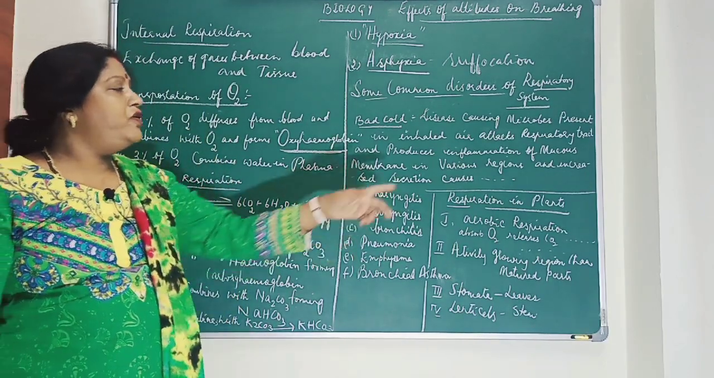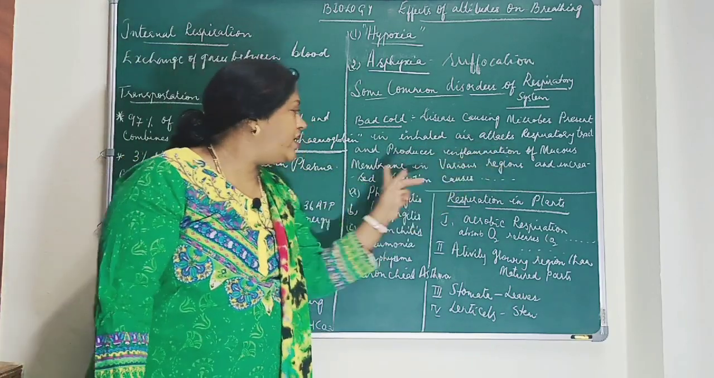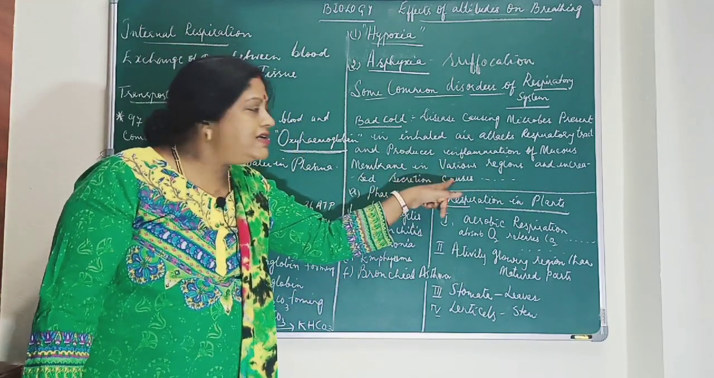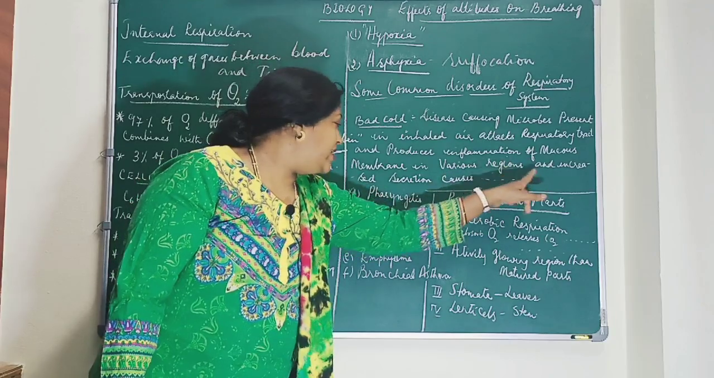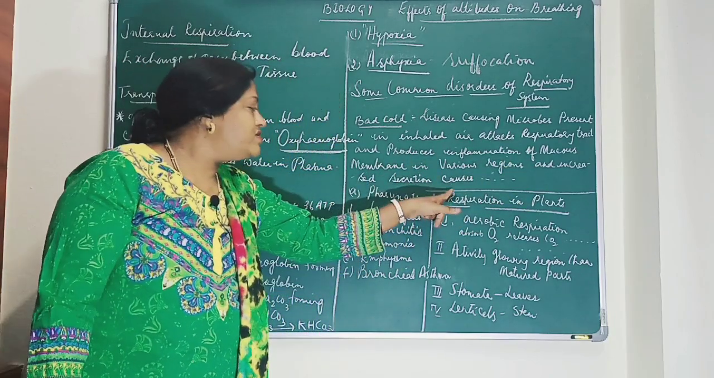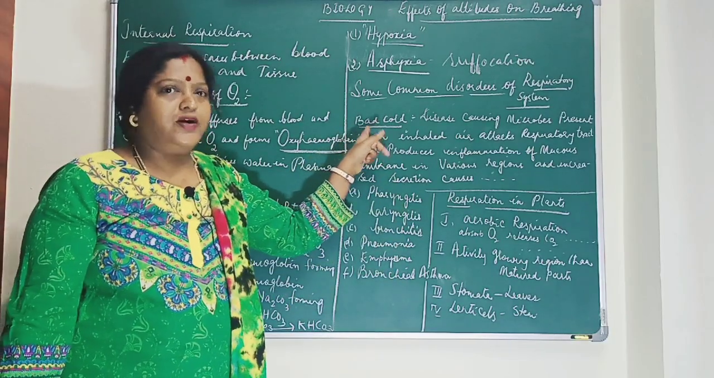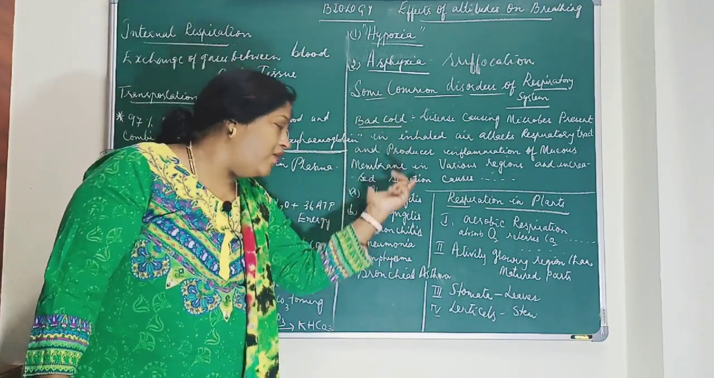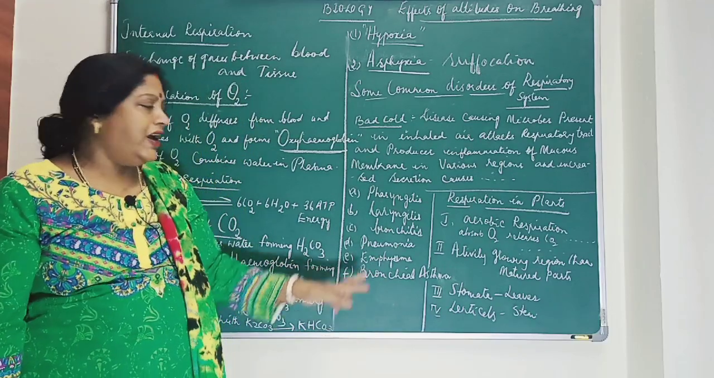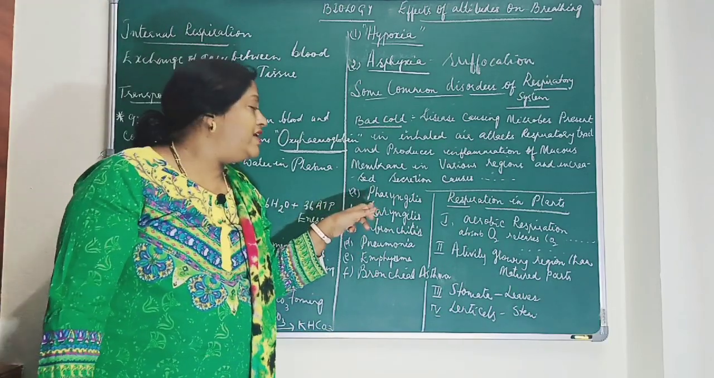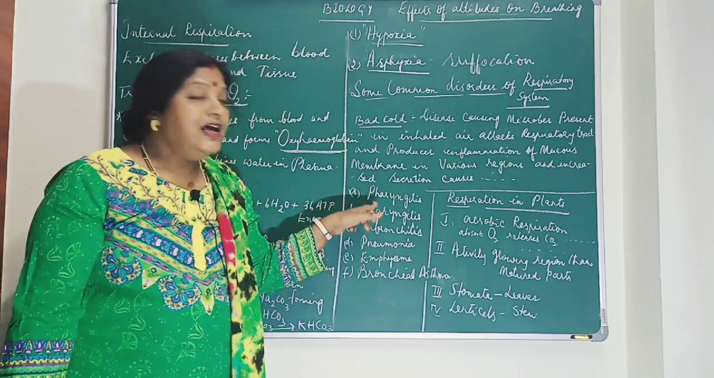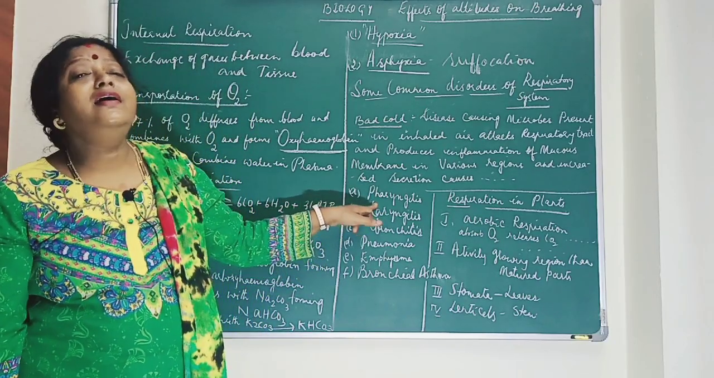Okay, and it produces inflammation of the mucous membrane in various regions and increases the secretion, causing all these problems. So first, a bad cold. If a bad cold is treated, then all these diseases are treated. So the first one is pharyngitis, which is in the pharynx.